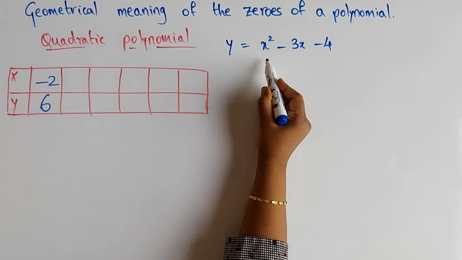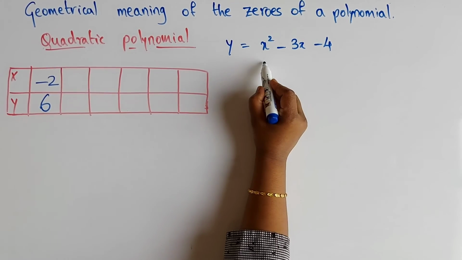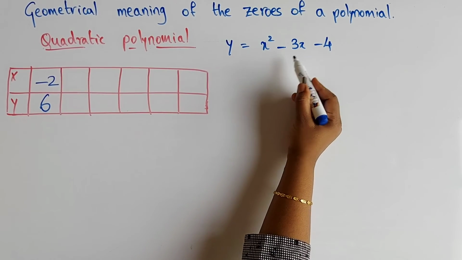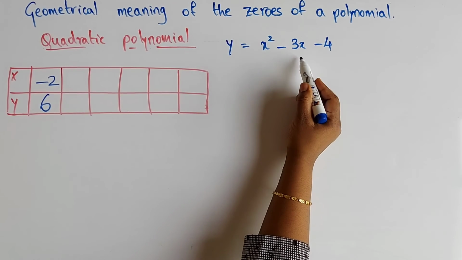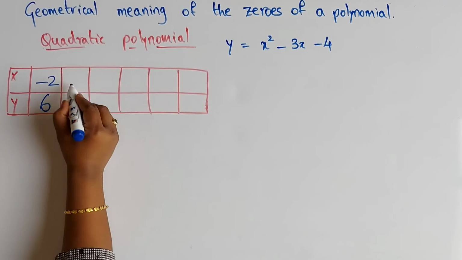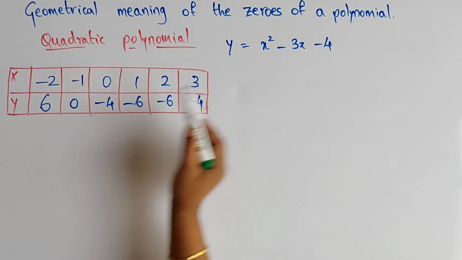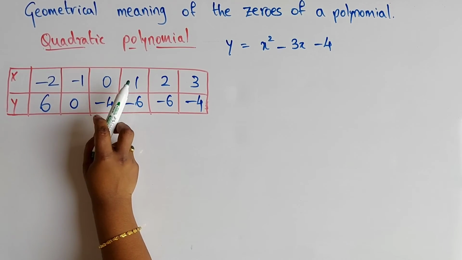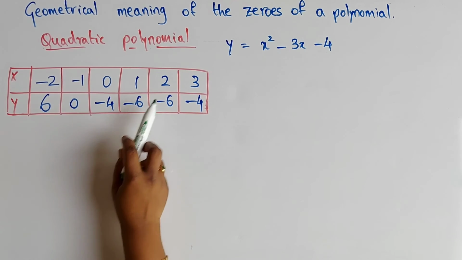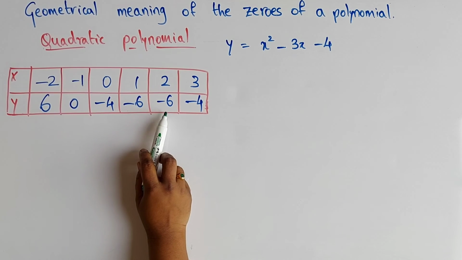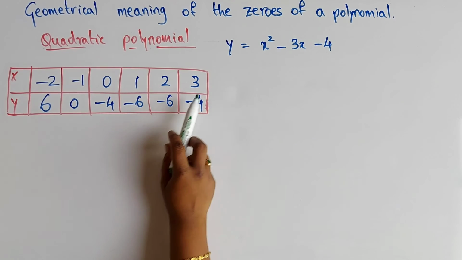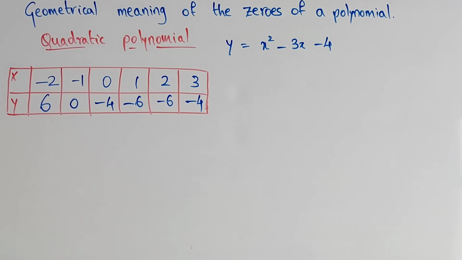If I take x value as minus 1, minus 1 square is 1. Minus 3 into minus 1, that is plus 3. 1 plus 3 is 4. 4 minus 4 is 0. If I put x value as 0, I got y value as minus 4, children. If x is 1, the y value is minus 6. And if x is 2, the y value is minus 6. If x is 3, the y value is minus 4.